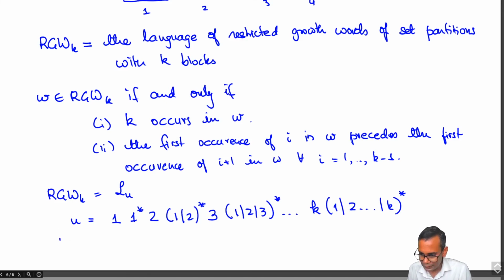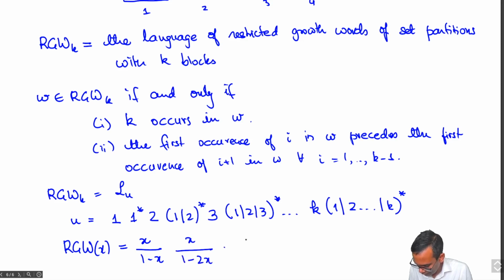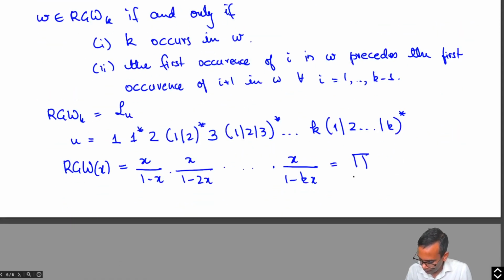And each word in RGW_K will match this regular expression uniquely. And so what we get is, maybe I'll just write the generating function of this language, RGW_K(x). It's going to be the product of these generating functions. So this is just x. 1 star is 1 over 1 minus x. This 2 is again x. 1 or 2 star is 1 over 1 minus 2x, and so on, and in the end we get x over 1 minus Kx. Or more compactly, I can write this as the product, i goes from 1 to K, of x over 1 minus ix.